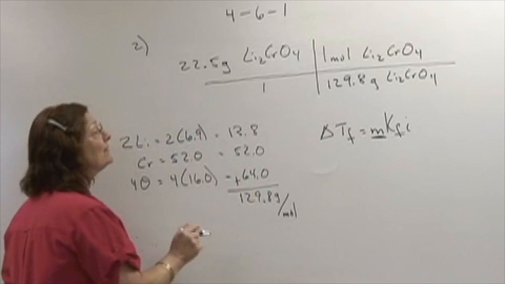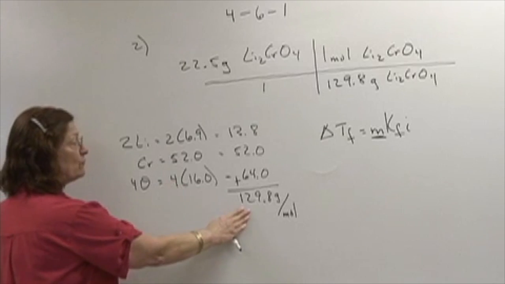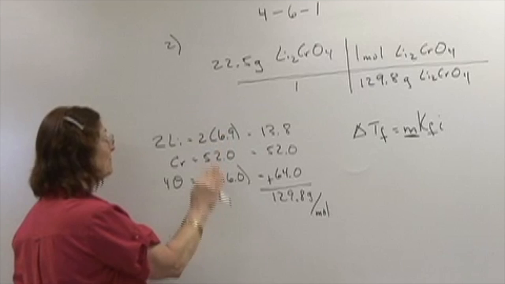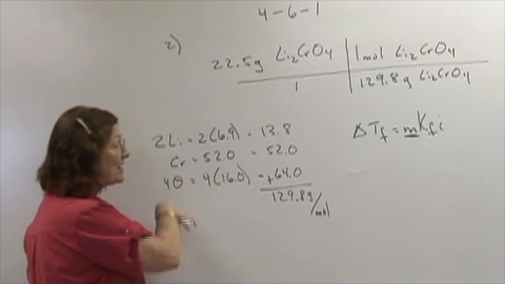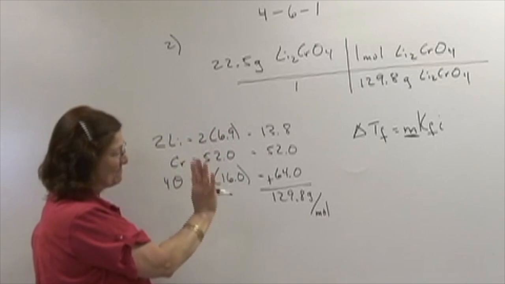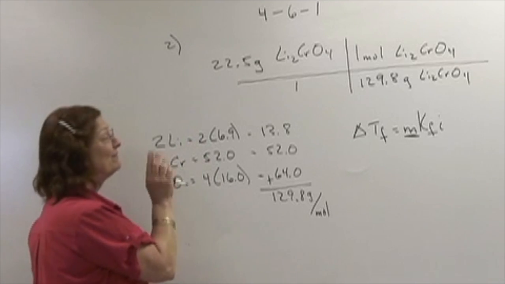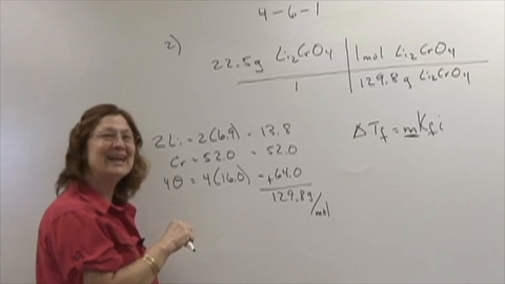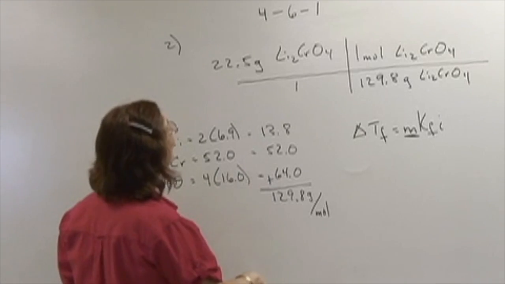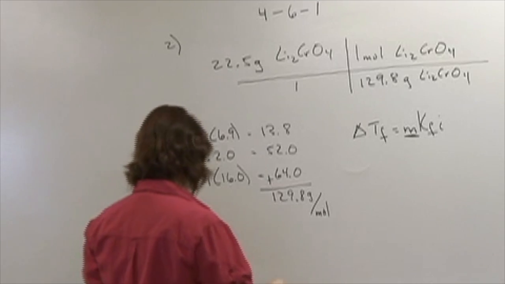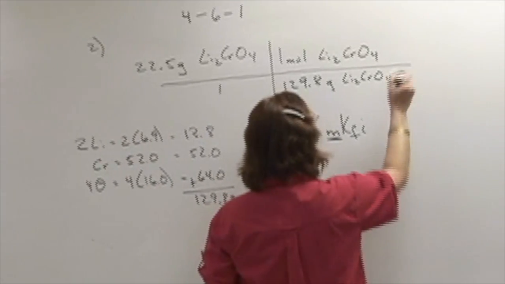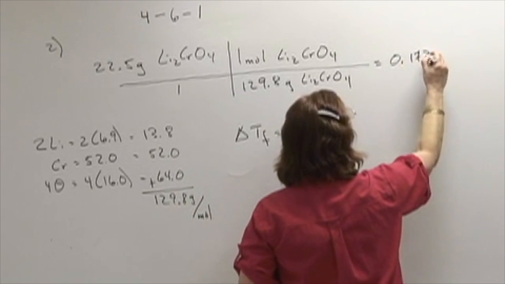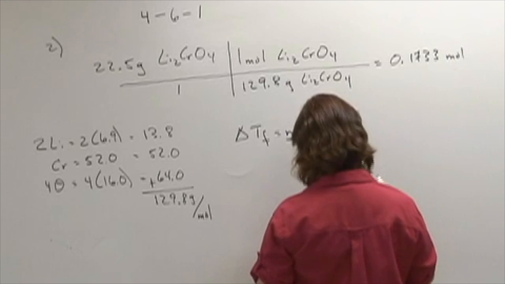And 1 mole of lithium chromate has a mass of 129.8 grams. We have 2 lithiums, 1 chromium, and 4 oxygens. And remember, we make mistakes on this part, so you might want to write it out. Very, very important. Sometimes we just have to learn the hard way, but I'm hoping you aren't like that. So anyway, we get the number of moles of my lithium chromate, and I get 0.1733 moles of my lithium chromate.